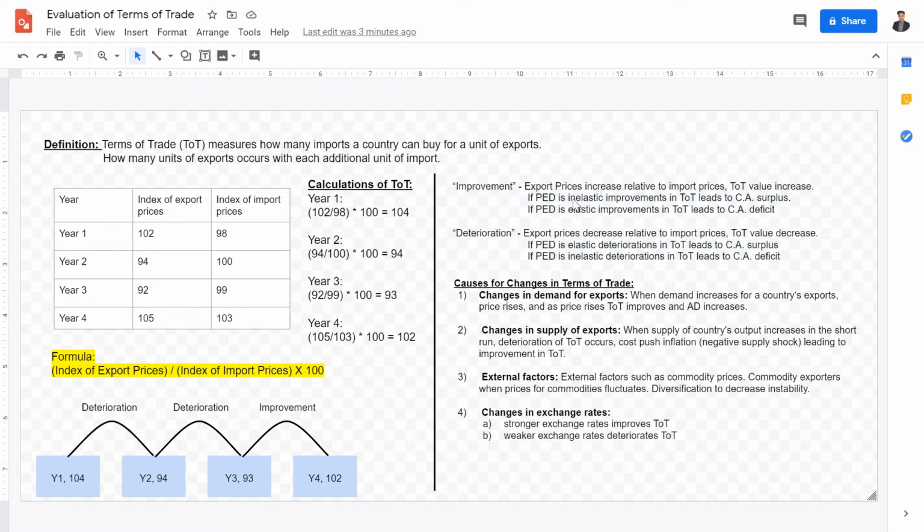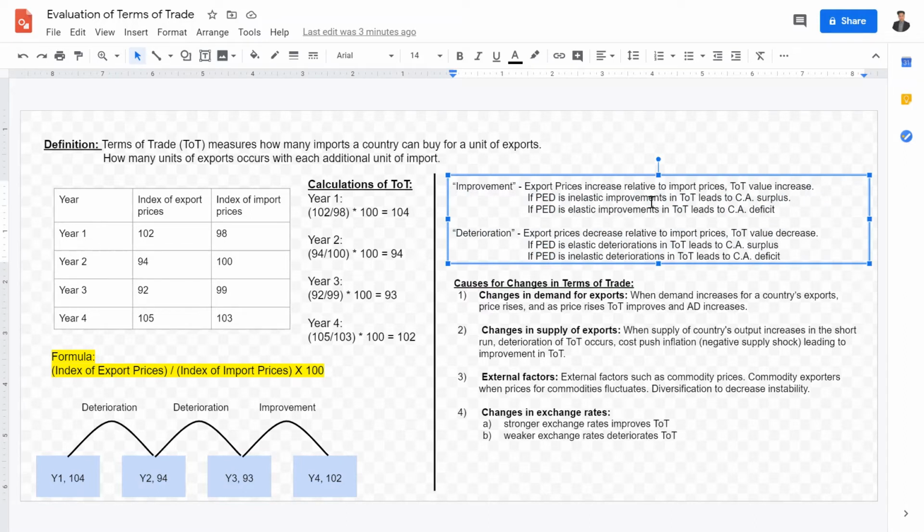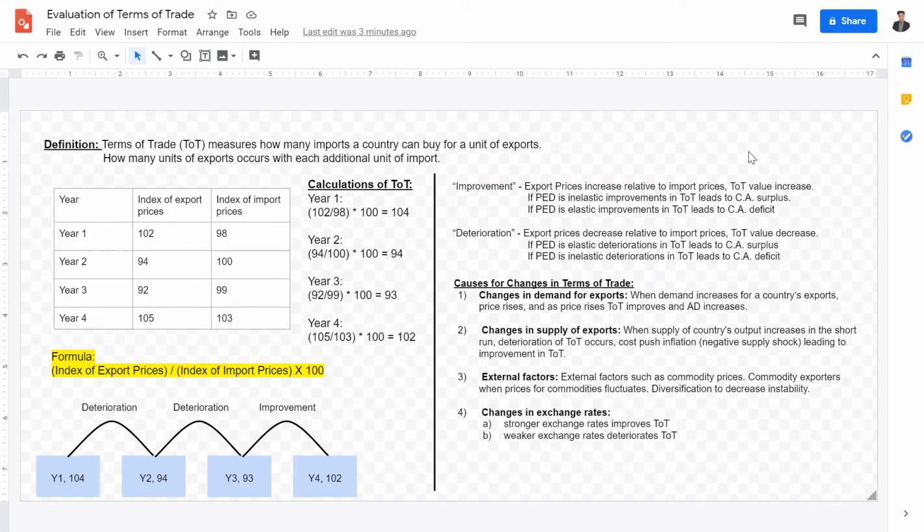If PED is inelastic, improvements in the terms of trade will lead to a current account surplus. However, if PED is elastic, improvements in the terms of trade will lead to a current account deficit. Now, why is that? The current account is directly related to the exports and imports of a country's balance sheet. The terms of trade concerns the quantity of trade, whether imported or exported.